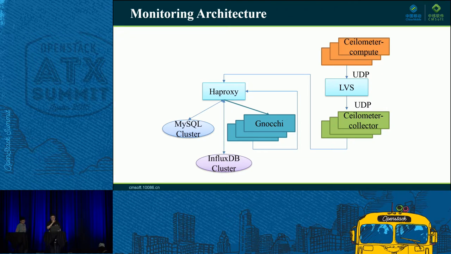Okay. Then let's see another part, the bottleneck of the monitoring architecture. That figure is our monitoring architecture. We use Ceilometer, Gnocchi, InfluxDB. We gather the performance state from Ceilometer compute and send it to Ceilometer collector by using UDP. And the collector sends the metrics to Gnocchi, and then Gnocchi stores the meters to InfluxDB.